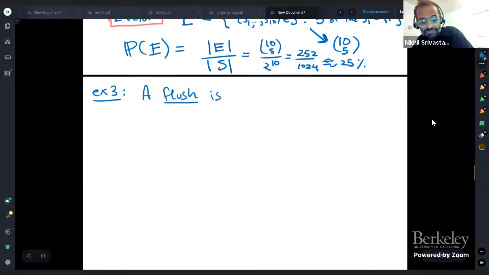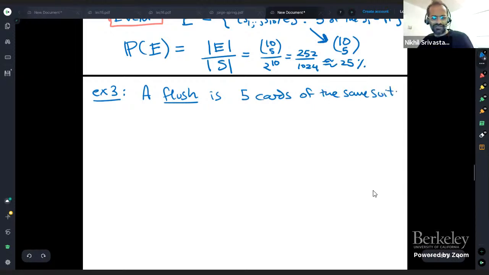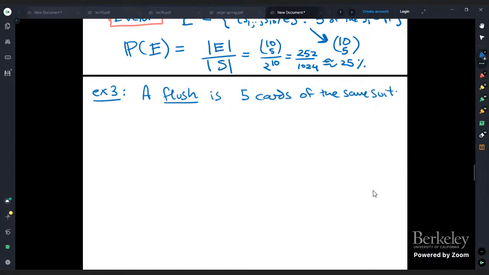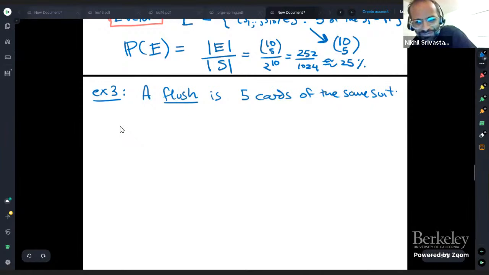So a flush is 5 cards of the same suit. I think that's what it is, let me just double check. Actually, I haven't played poker in a while. That's what it is, right? Okay, good. I always get confused with the word, but okay. So suit again means you have diamonds, hearts, clubs, and spades. So there are 4 suits, and then there are 13 ranks within each suit. So there are 52 cards.